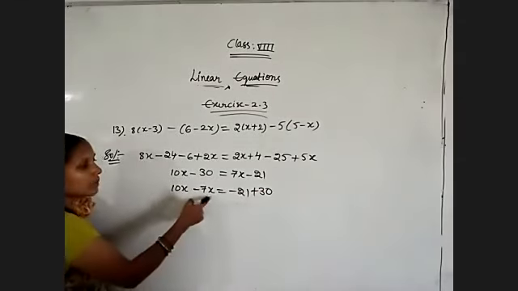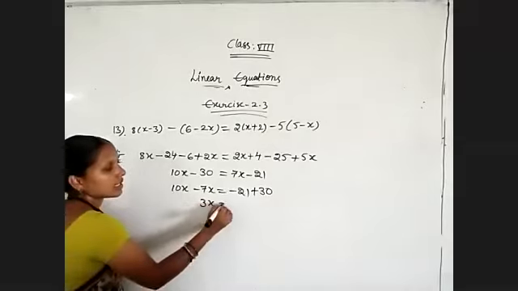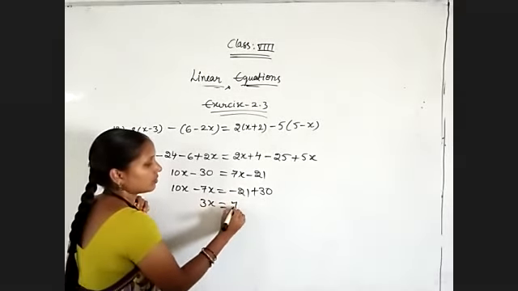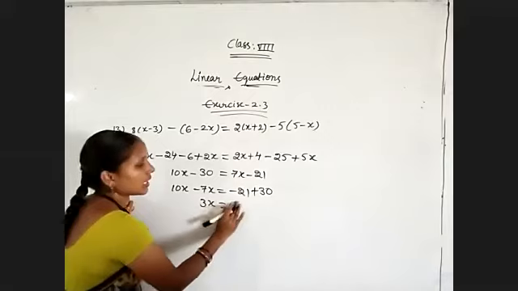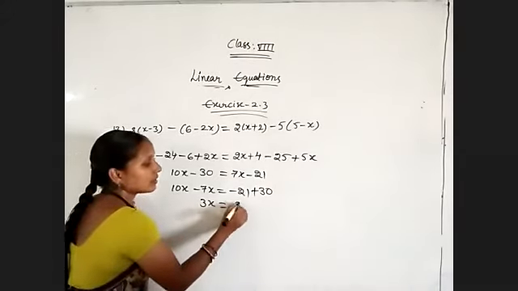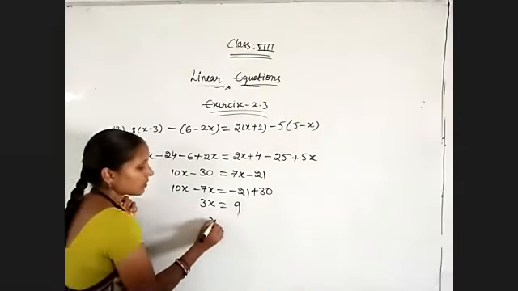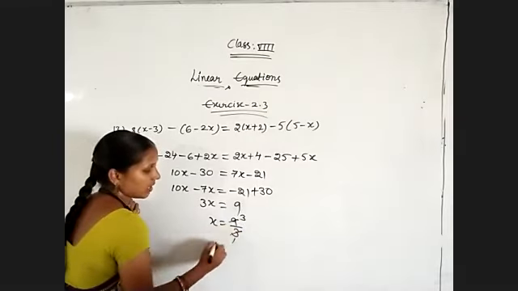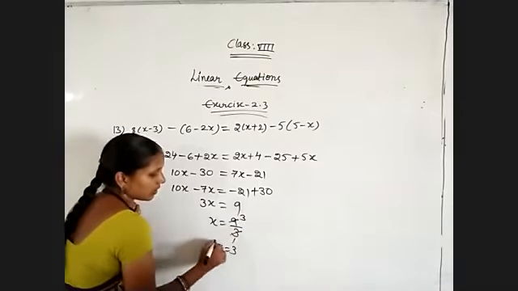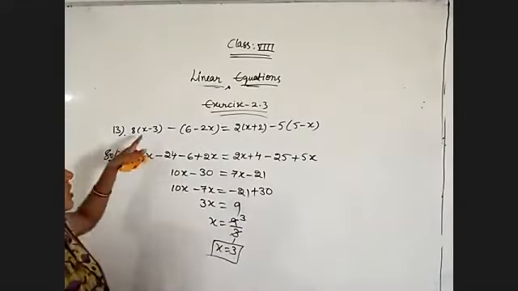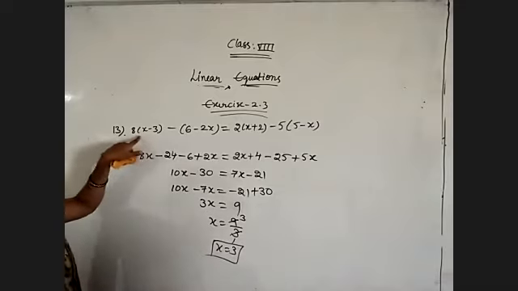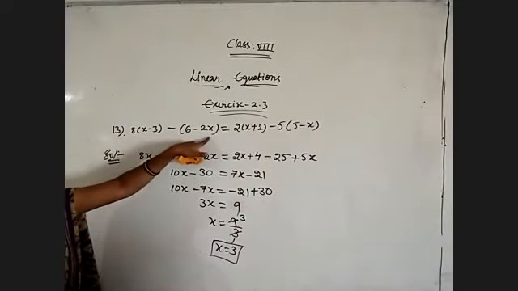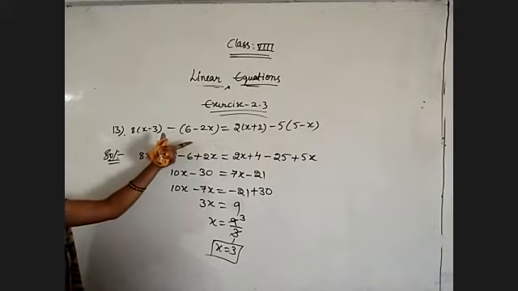Okay. 10 minus 7, 3x is equal to 30 minus 21. Sorry, 30 minus 21, 9. x will be equal to 9 by 3. 3 ones are 3, 3 threes are 9. x is equal to 3. So whether it is correct or not, substitute here, find: 3 minus 3, 0. This term becomes 0, minus 6 minus 2 threes are 6. 6 minus 6 is 0, you will get it.